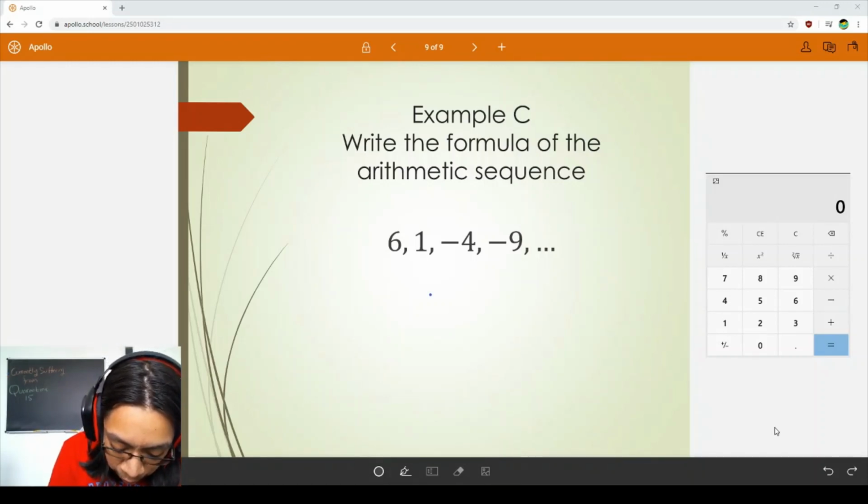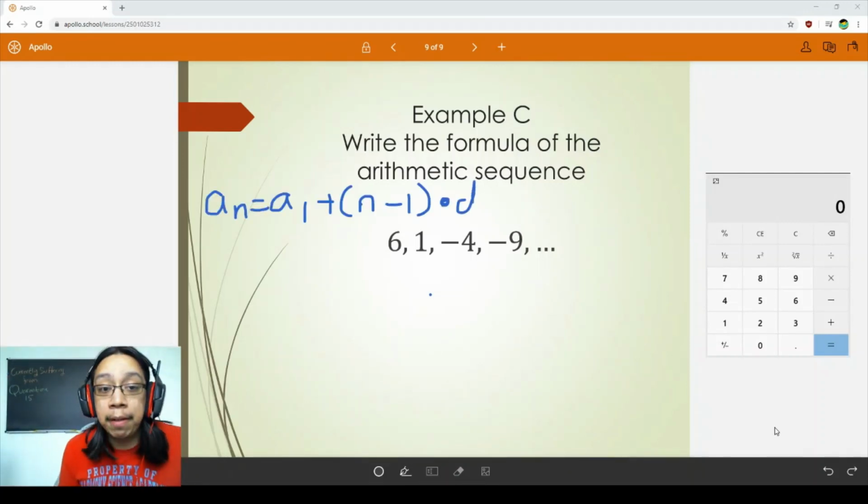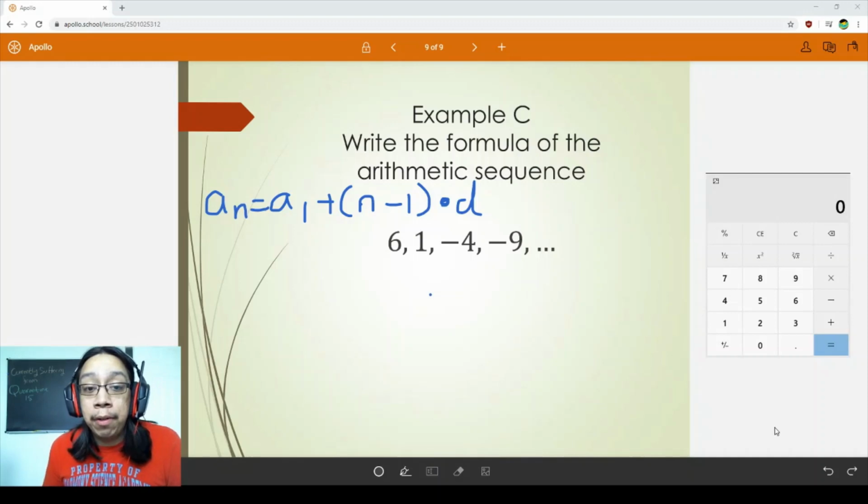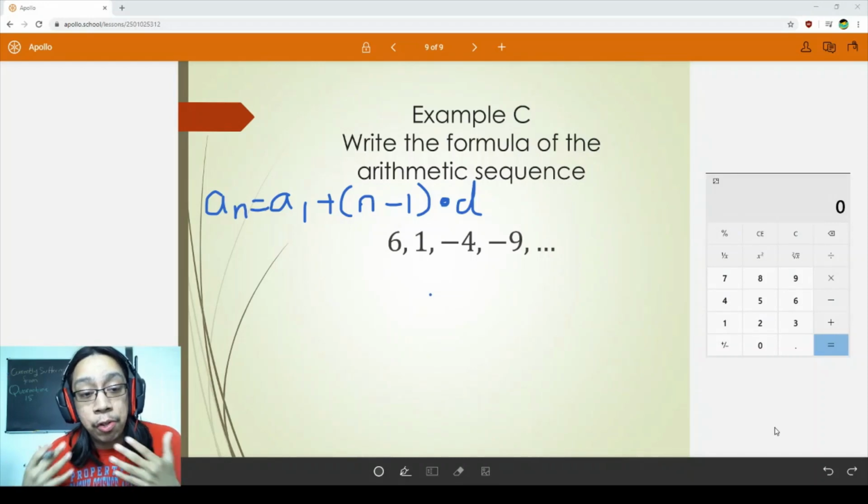Our formula, remember, is a sub n, a1. You know what? I'm gonna give myself more space. I'm gonna write it up here. an equals a1 plus n minus 1 times little d. Now, notice that they're straight up not telling you what a1 is and what little d is. So you have to think about this.